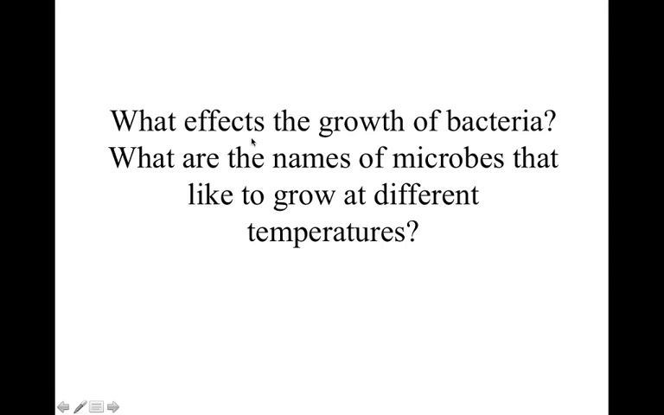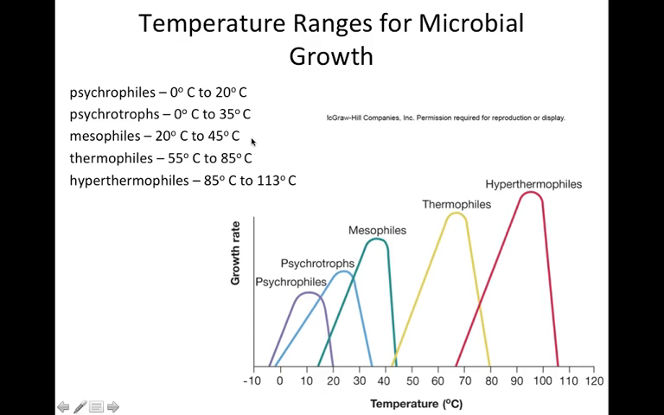What affects the growth of bacteria? What are the names of microbes that like to grow at different temperatures? We talked about a few different things that can affect the growth of bacteria, and specifically the first one would be temperature. And so microbes grow at different temperatures optimally, and depending on the temperature, we give them a different name. So you don't need to memorize the exact window, but have an idea of the middle of the window.